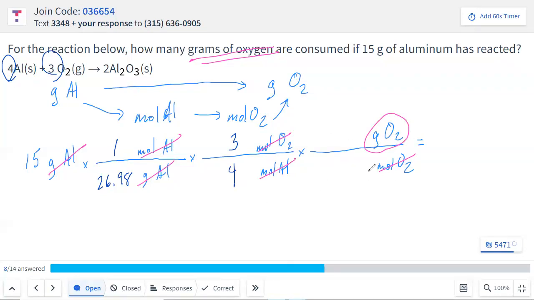And then finally, this is another molar mass conversion. 1 mole of oxygen is going to be 2 oxygens, so 16 each, 32.00 in total. I do the calculations: 15 times 3 times 32 divided by 26.98 divided by 4, to 2 significant figures, because we only started with 2 here initially. We're going to get 13 grams of oxygen.